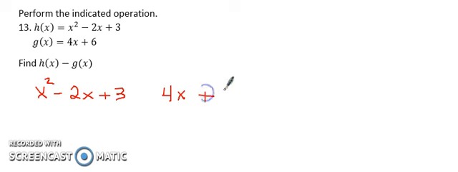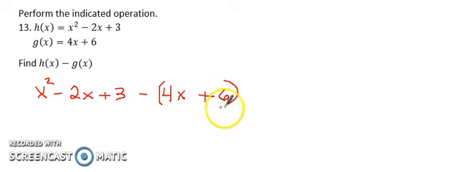Okay, so for our next question, we are going to perform the indicated operation with these functions, h of x and g of x. Looks like we're going to subtract g of x from h of x. So h of x is equal to x squared minus 2x plus 3, and g of x is 4x plus 6. What we want to do is subtract the entire quantity of g of x from h of x.